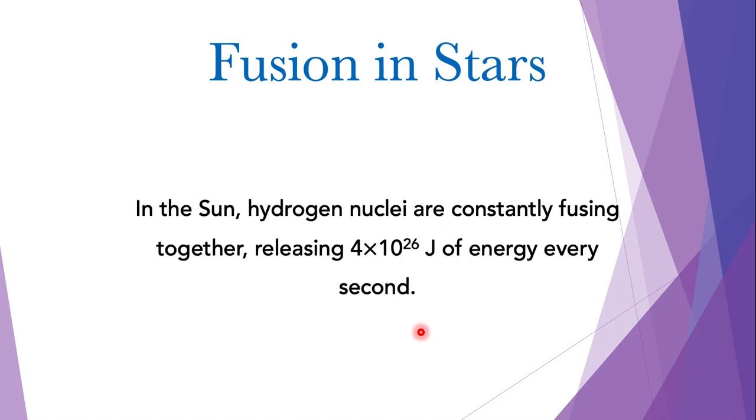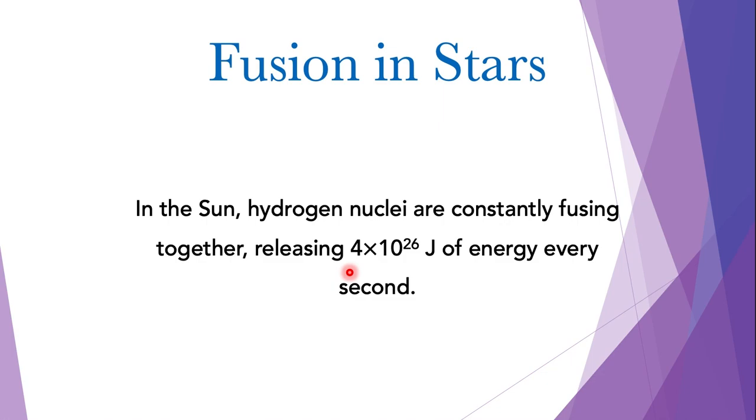In the sun, hydrogen nuclei are constantly fusing together, releasing 4 × 10^26 joules of energy every second. This is really a lot of energy. Physicists and engineers say that we will not be able to produce this much energy using nuclear fusion ever in our lives, because we would not be able to reach such high temperatures. And of course, we do not want to produce this much energy, because we don't want our planet to become a star, do we?